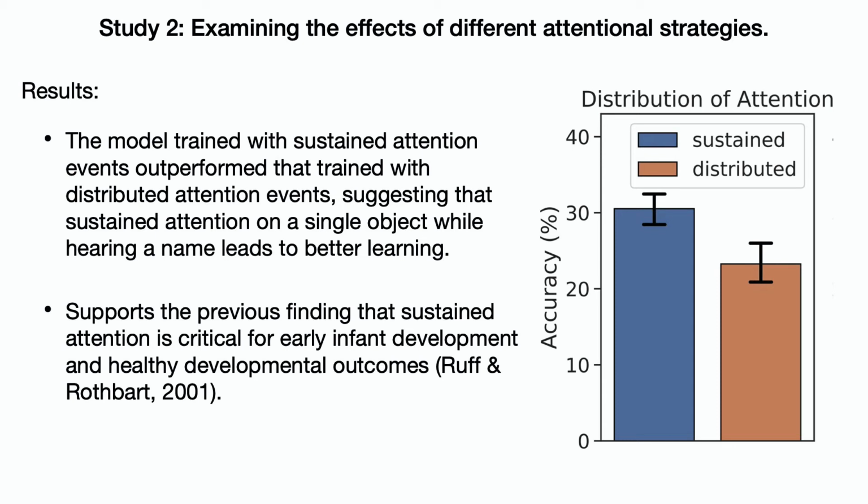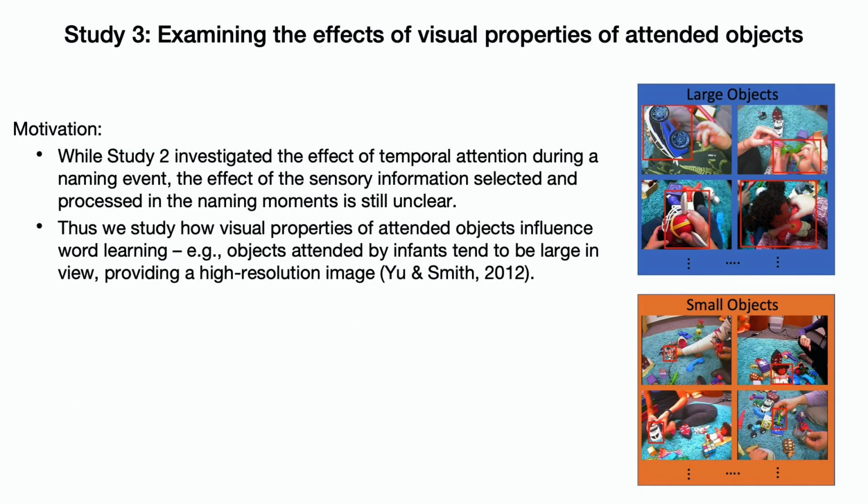This suggests that sustained attention on a single object while hearing the name of an object is better for learning object names. This finding is consistent with previous work, which states that being able to keep sustained attention is crucial for early infant development and healthy development outcomes. This experiment investigated the attention in the temporal scale, but the attention in the spatial region is still unclear. This brings us to experiment 3.